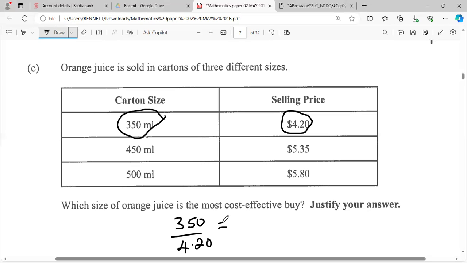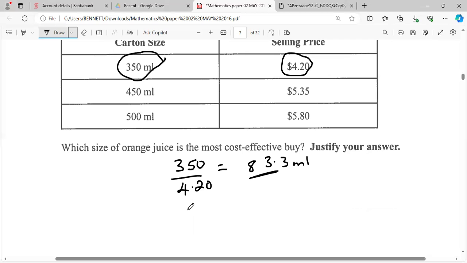So we have 350 divided by 4.20, which is 83.3. So what this is saying, for $1, when you buy that, you're gonna get this amount of milliliters for $1. Alright, so every $1 you spend, that amount you get. For 450, I'll see the next one.